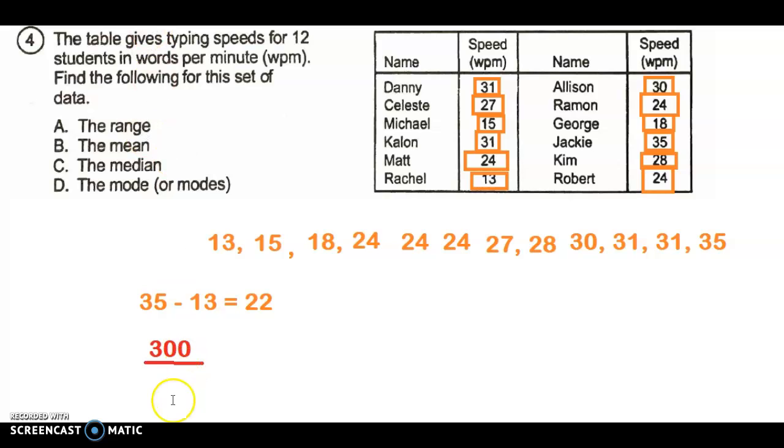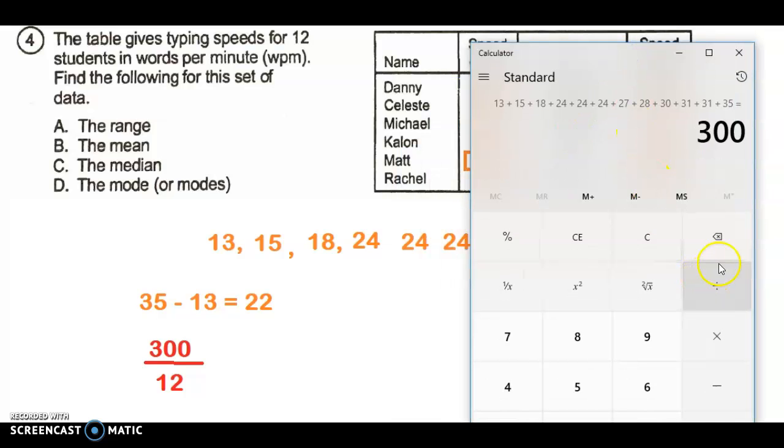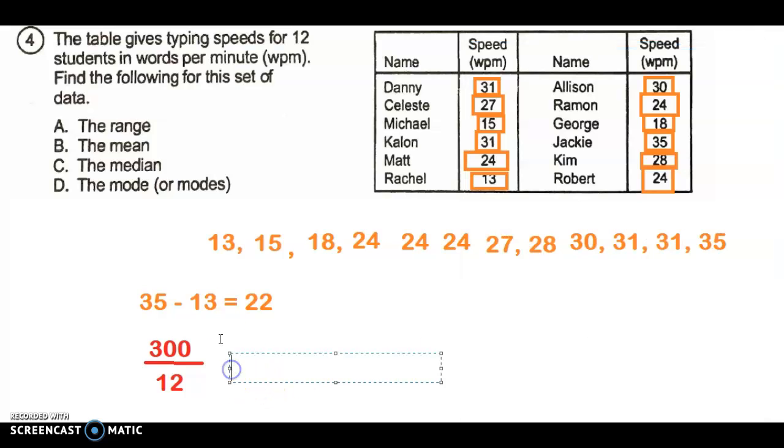So you can work it out, or you can cheat like me. I'm using my calculator. Let me see here. I'm going to say 300. See, there's my numbers. I added them all together. Now I have 300. I'm going to divide by 12. And I'm going to get 25. So my mean is 25. That basically means my average. My average of all these guys equals 25.